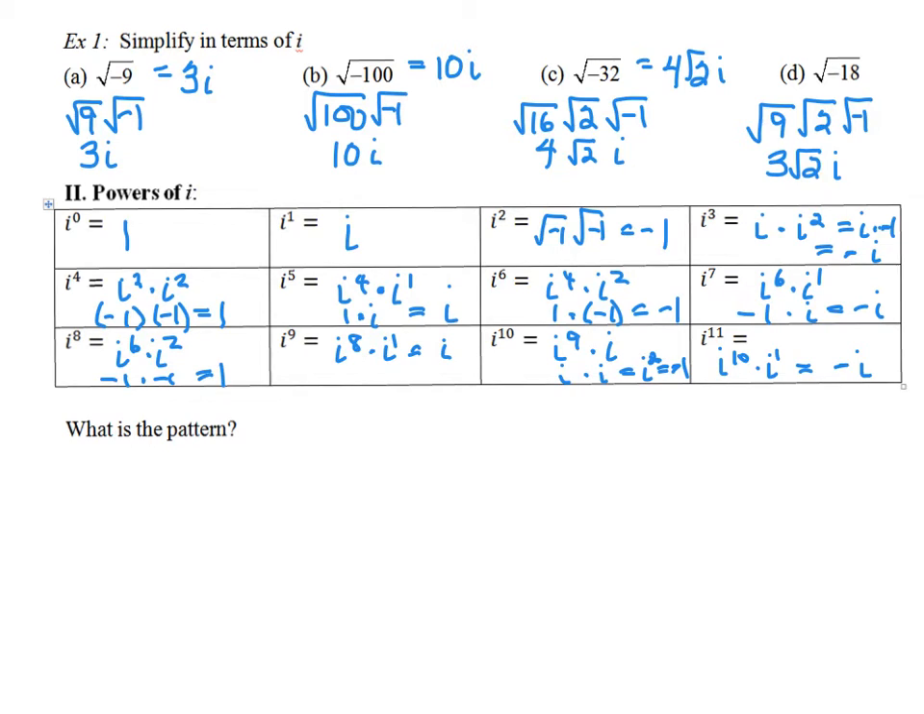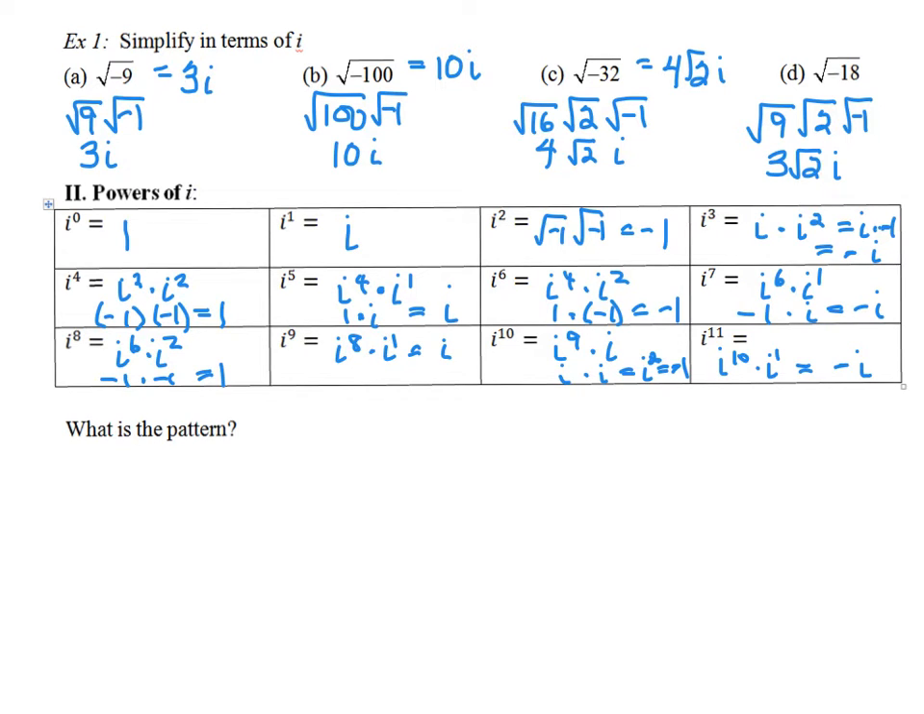Looking at these powers of i, I've got that i to the eighth turned out to be 1. I did it by doing i to the sixth times i to the second, but you could have done i to the fourth times i to the fourth. There's many different ways of getting i to the eighth power, as long as your exponents add to 8. For i to the ninth, that turned out to be i. i to the 10th is negative 1, and i to the 11th is negative i.